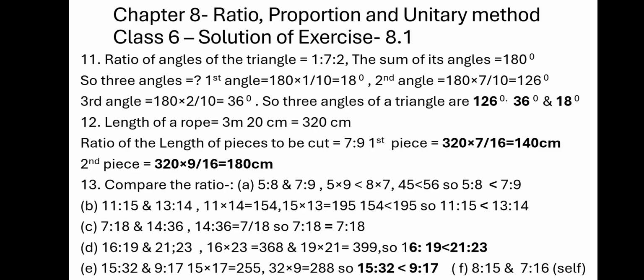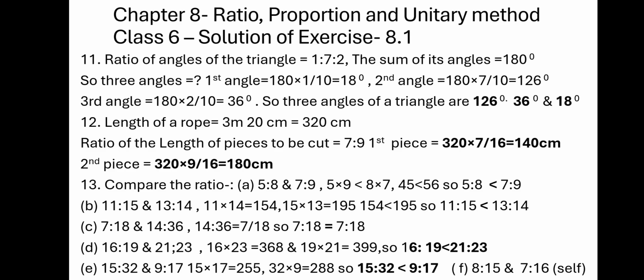Now next question. Ratio of angles of triangle equal to 1 is to 7 is to 2. The sum of the angles you all know 180 degrees. So 3 angles we have to find out. First angle is 180 upon 10 because 1 plus 7 plus 2 is 10. So 180 upon 10 is 18 into 1, that is 18. Second angle 180 upon 10 is again 18 multiplied by 7 is 126. Third angle 180 into 2 upon 10, that is 36. So 3 angles of a triangle are 126 degrees, 36 degrees and 18 degrees.